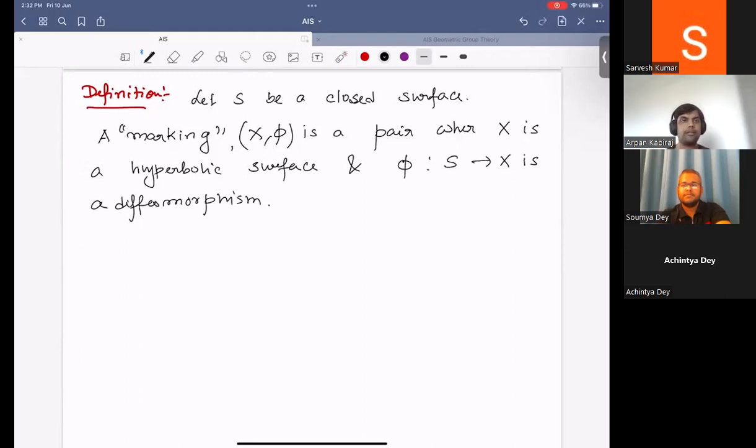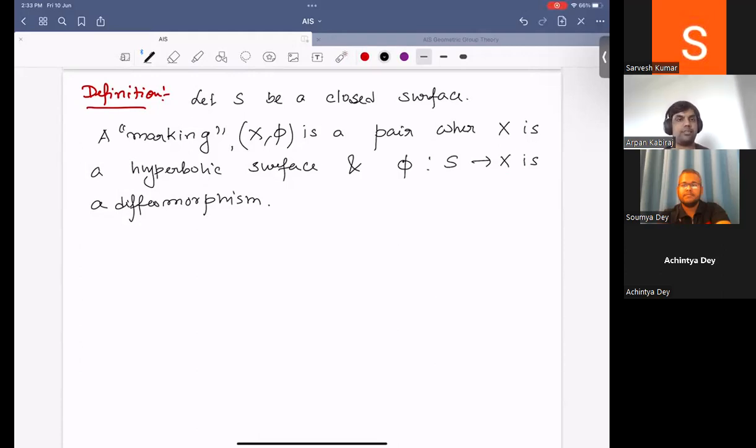A marking is a pair where X is a hyperbolic surface. So what is a hyperbolic surface? It's a surface which comes with a finite area hyperbolic metric. Here I am just taking compact surfaces. And phi from S to X is a diffeomorphism. So basically what we are doing here is providing a hyperbolic metric on S through a function, by pulling back the hyperbolic metric.